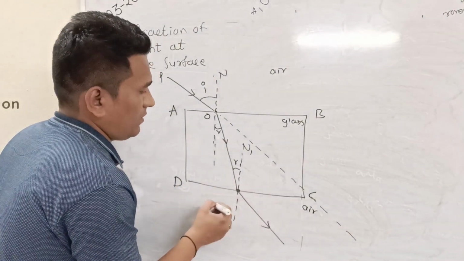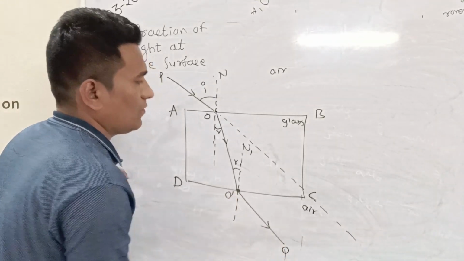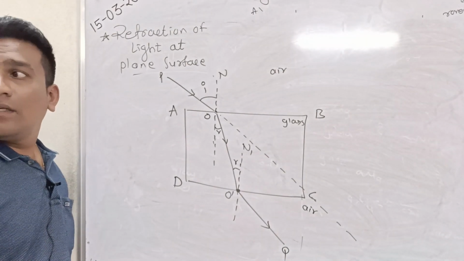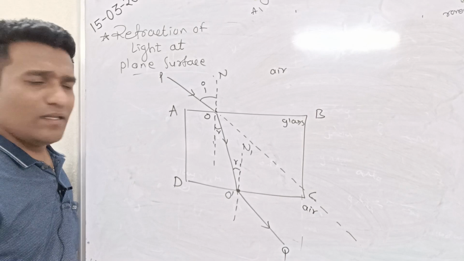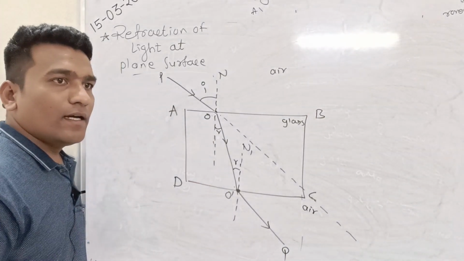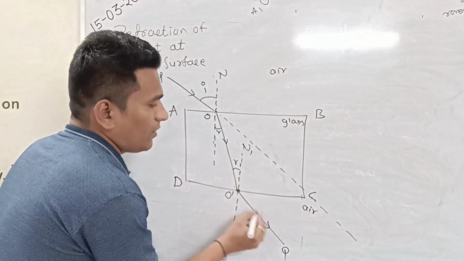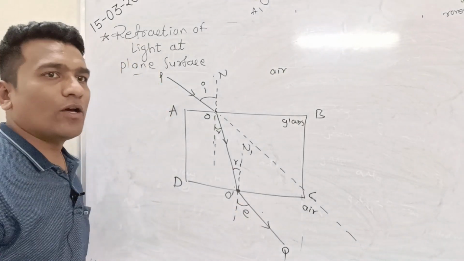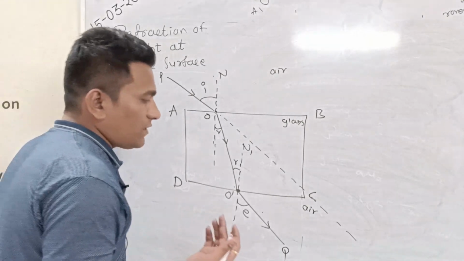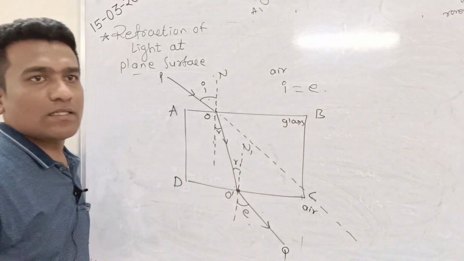Let me give it a name. O dash. Any symbol is okay. So PO is the incident ray, O dash is the refracted ray, O dash Q is the emergent ray. So this angle we call the angle of emergence. And if you see, the angle of incidence is always equal to the angle of emergence.